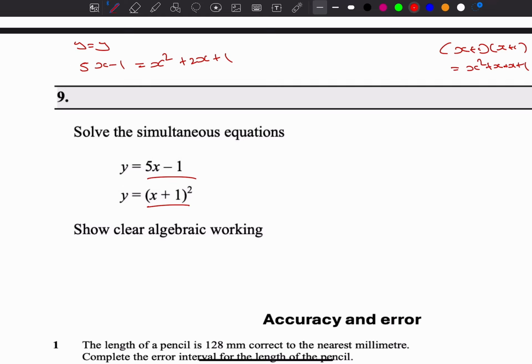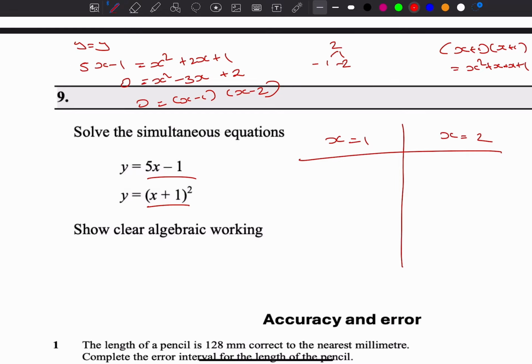Bring everything to the right hand side, it's easier. 0 equals x squared plus 2x minus 5x is minus 3x. Plus 1 is plus 2, I think. Can I divide by a number? Not really. Factors of 2, that makes minus 3. 1 times 2. 0 equals x minus 1, x minus 2. Your answers are x is 1, x is 2.